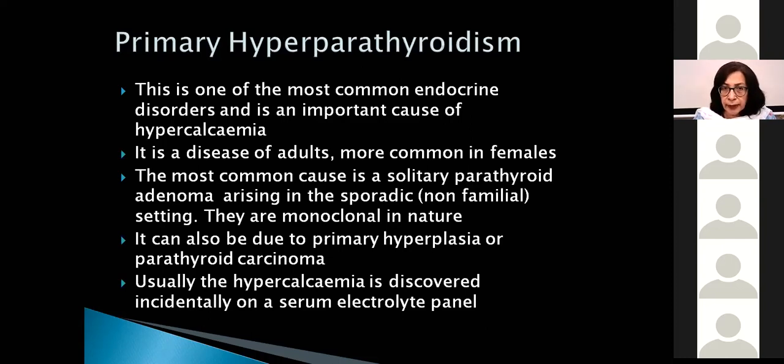Primary hyperparathyroidism is one of the most common endocrine disorders and an important cause of hypercalcemia. It is a disease of adults, more commonly in females, with a 4:1 female risk.